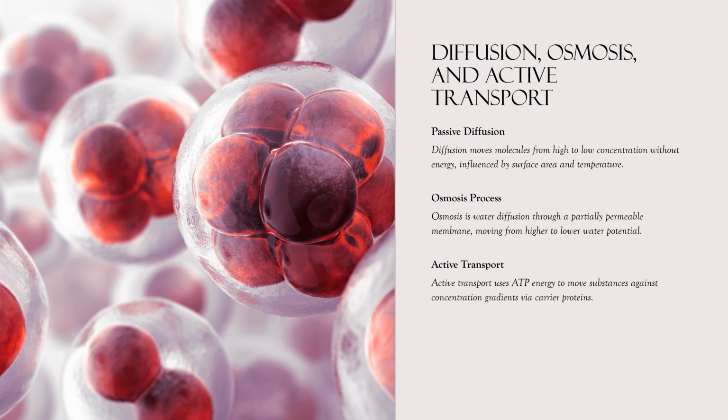Osmosis is the diffusion of water across a partially permeable membrane from a higher water potential to a lower water potential. Active transport differs because it requires energy from ATP to move substances against their concentration gradient using carrier proteins. Examples include the uptake of mineral ions by root hair cells and glucose absorption in the ileum.